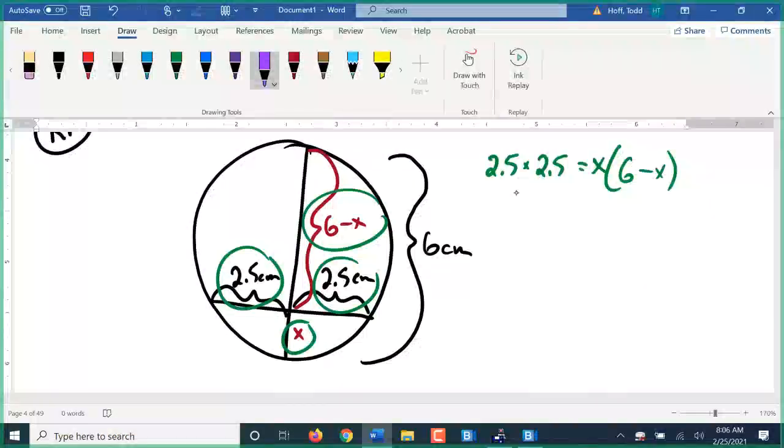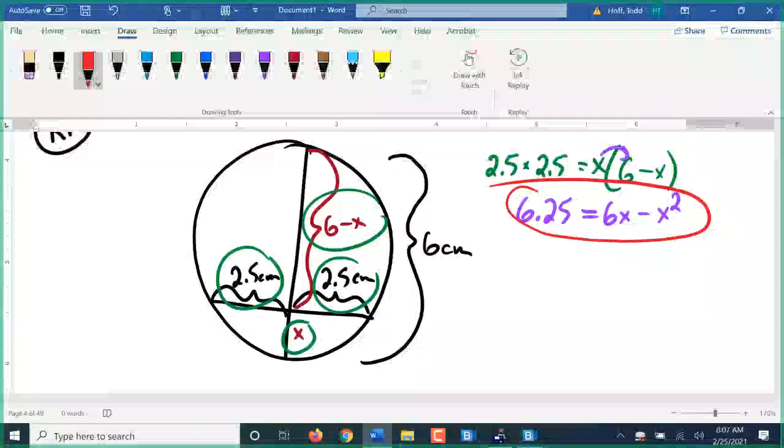Well, 2.5 times 2.5 is 6.25, equals X times 6 minus X. I'm going to distribute the X. That's 6X minus X squared. This is a quadratic equation.